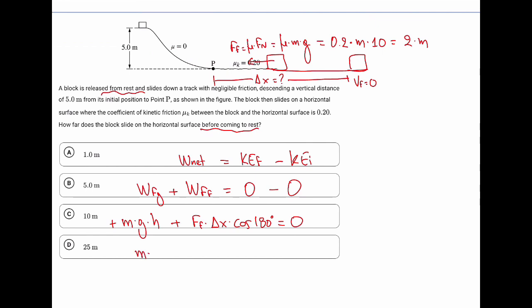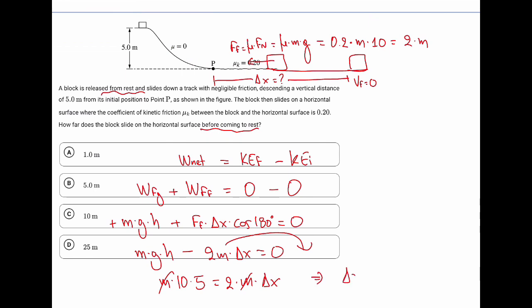So mass times g times height plus, for the friction we know that it is 2m, the distance is unknown, and the cosine of 180 is negative 1. So we can ignore the negative and just subtract these two, and the value will be 0. We don't know the mass. The g, we said that it is 10, the height it is 5. If I take this to the other side, it becomes positive, so 2m times distance. M and m cancel, and what remains is 50 divided by 2, so the distance that the object travels is 25 meters.